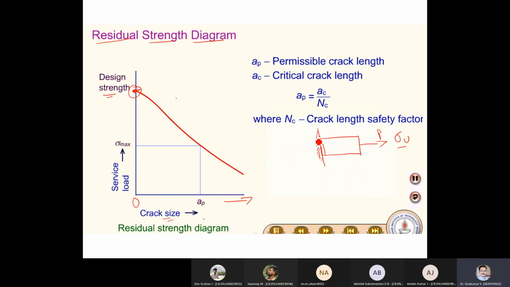Now, I have a crack. Now I am applying a particular crack length. Then I am applying sinusoidal load. It will fail at one point in time. Then I will get its strength. Definitely that strength may not be like this, it cannot be like this. It may be somewhere here. One crack length.